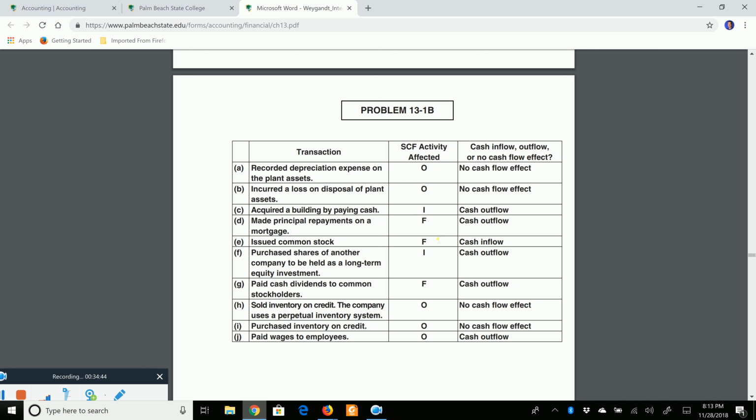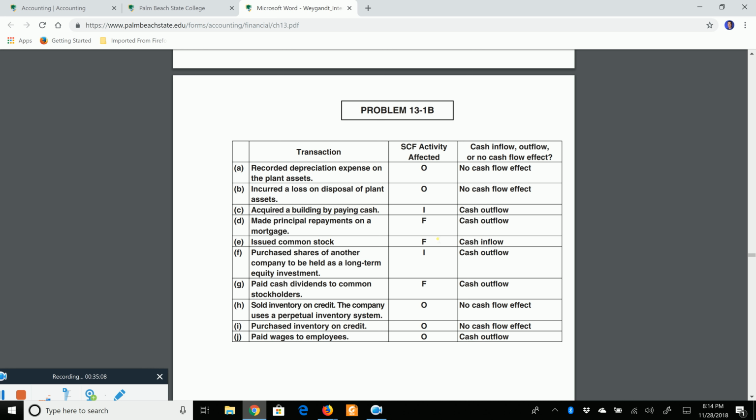Letter C, acquired a building by paying cash. That is a fixed asset. Fixed assets are accounted for as an investing activity, and that's a cash outflow. Letter D, we made a principal payment on a mortgage. A mortgage is a long-term liability. Long-term liabilities are accounted for as financing activities. And we're making a mortgage payment, so that's a cash outflow.